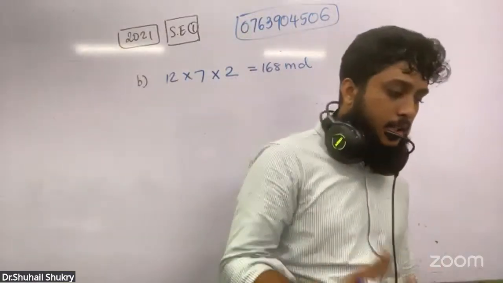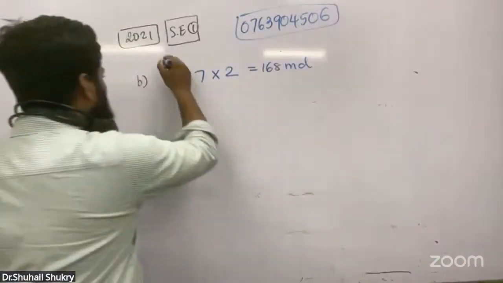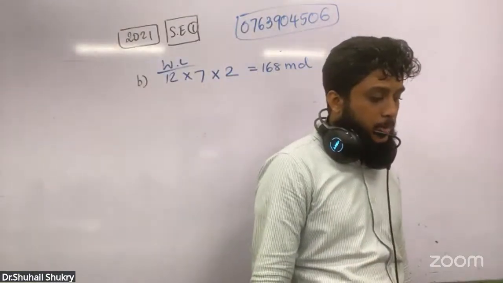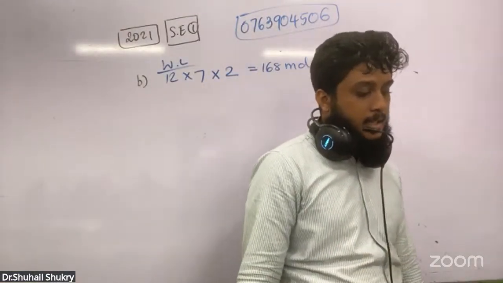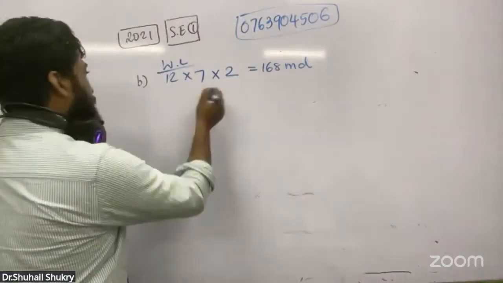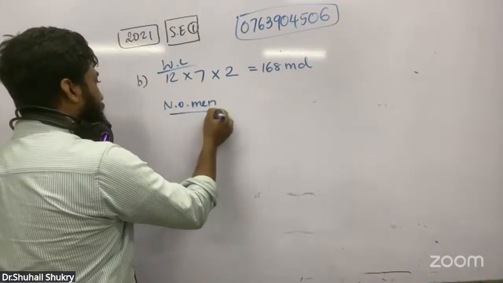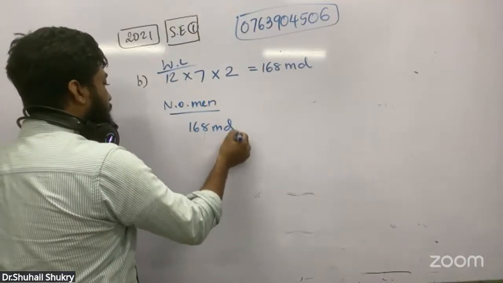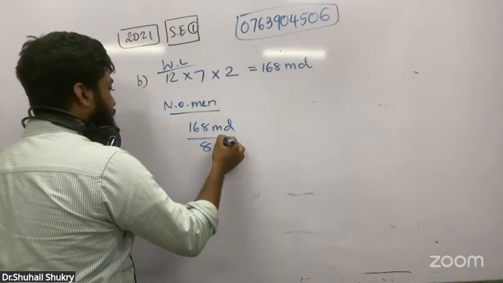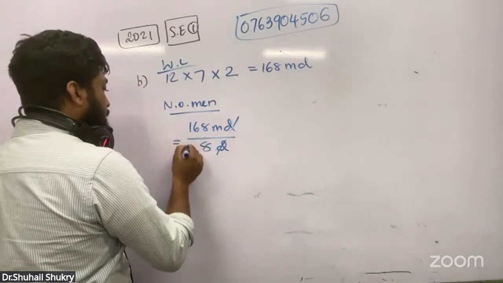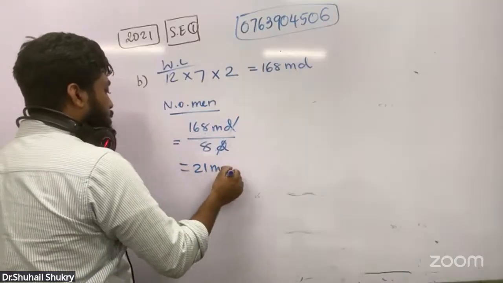So this is the workload we have. I can write WL for workload. They want to finish this work in how many days? 8 days. So the number of men I can find: 168 man days divided by 8 days. Days and days get cancelled. The answer will be we need 21 men for this work totally.